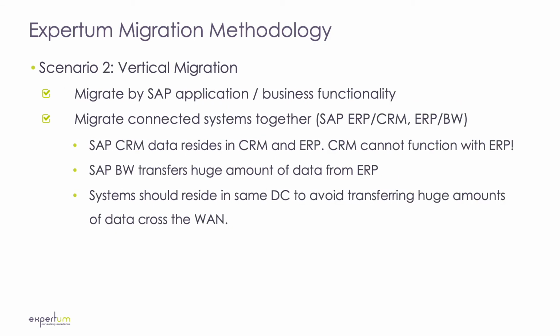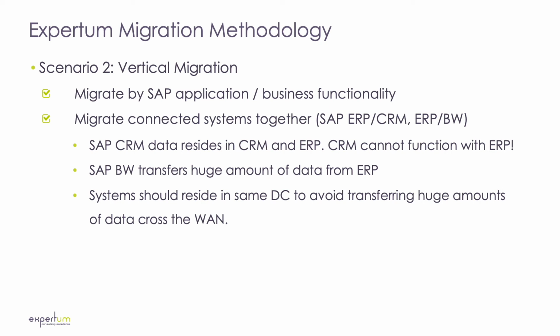With the vertical migration, what we actually mean is that we will migrate systems together which belong together. For example, the ERP system together with the CRM and together with the business warehouse system. Now the reason is quite simple. Part of the data residing in the CRM system is actually in the ERP system, and the CRM system cannot function without the ERP system being available. Another one is the business warehouse system. The business warehouse system will transfer huge amounts of data from that ERP system, so it does make sense to make sure that they are installed in the same data center.